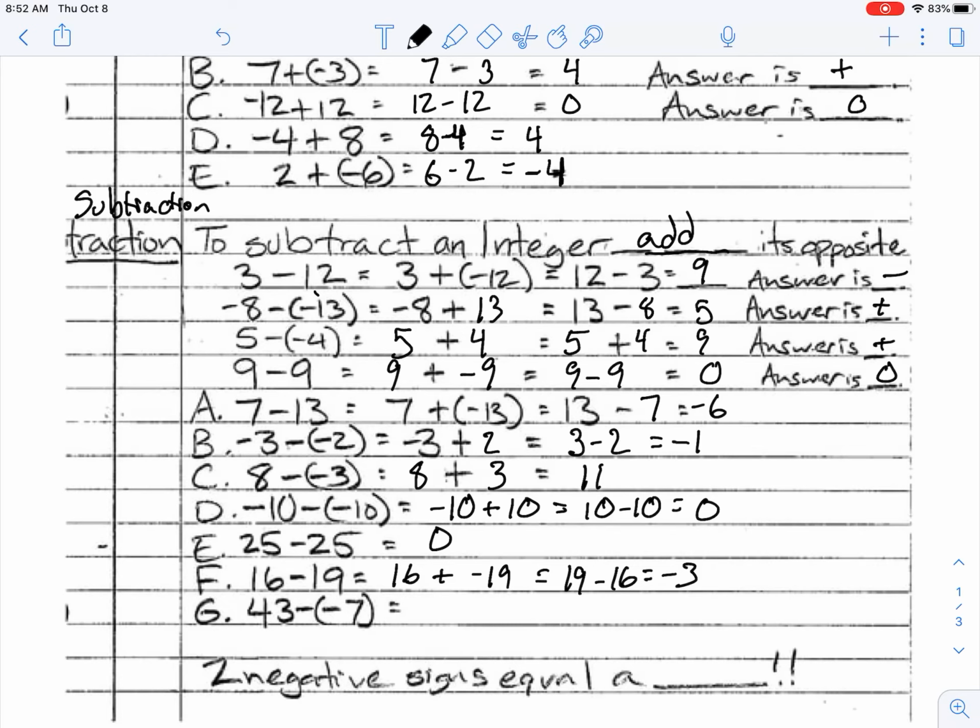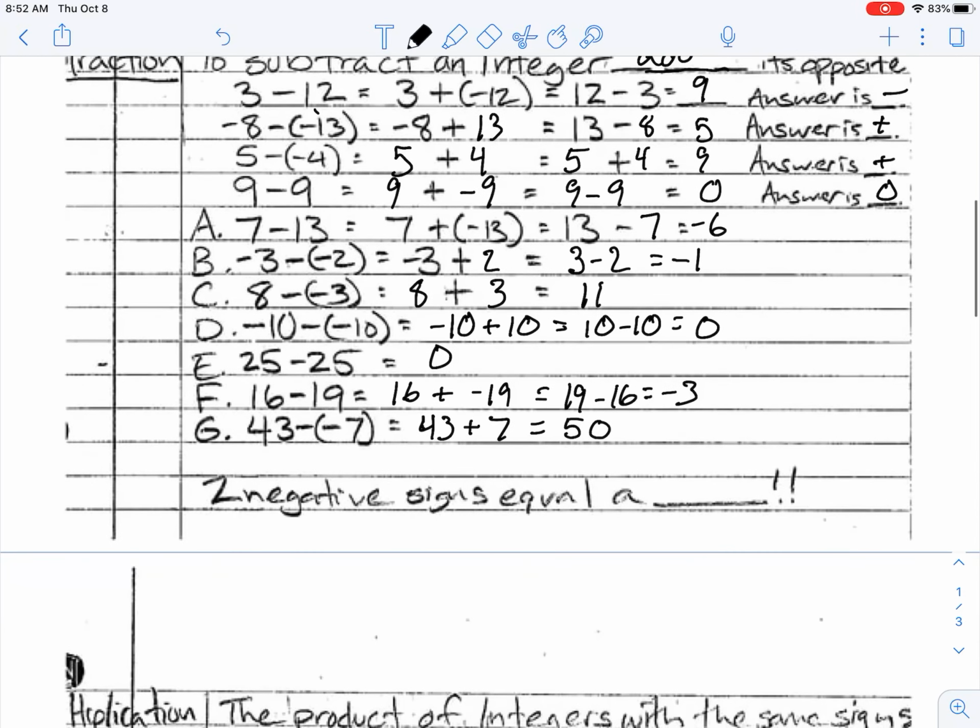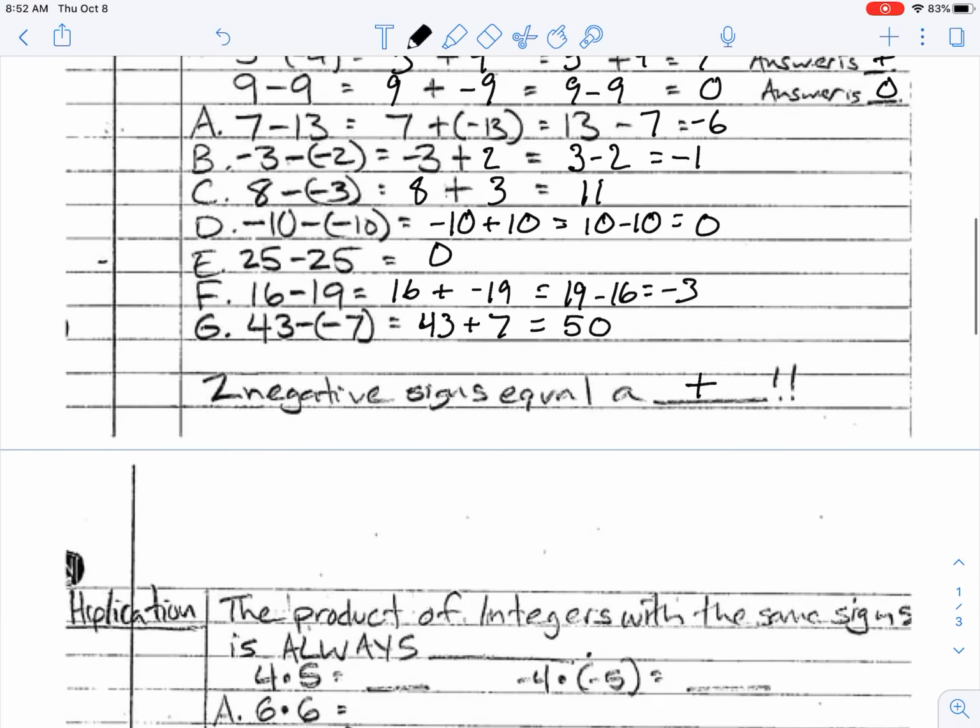And then finally here, we've got 43. Remember, change the operation, switch to the opposite, and that is 50. So from what we see for this, if we're subtracting negatives, then the two negative signs in that equal a positive. So when we subtract negatives, we're really adding positives.